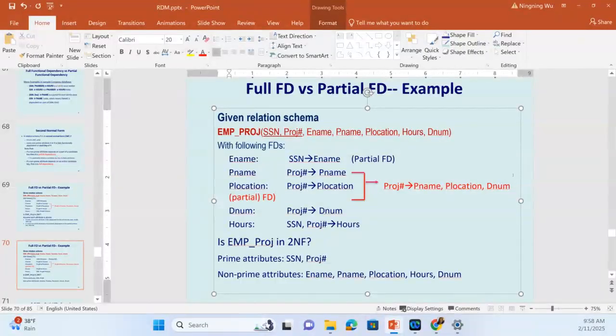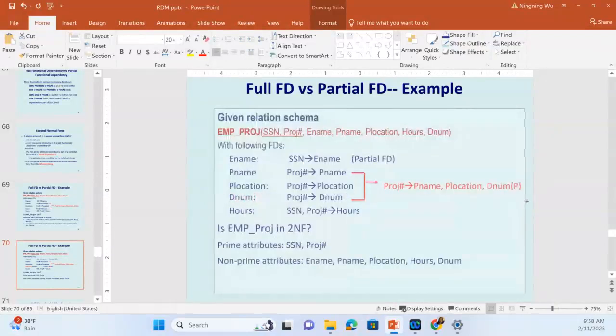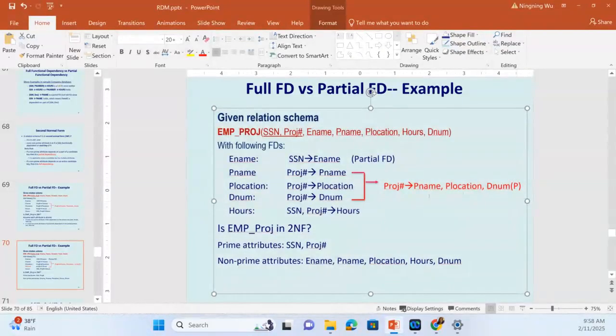Okay, so the last one. Let's break the line. So maybe I just use P, okay? It means partial. So this P in parentheses means partial FD.